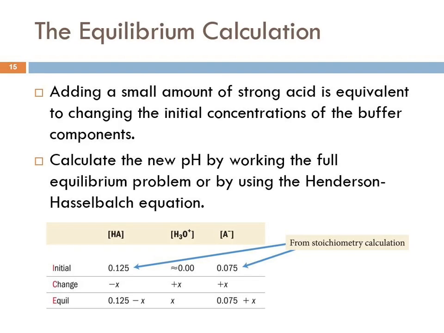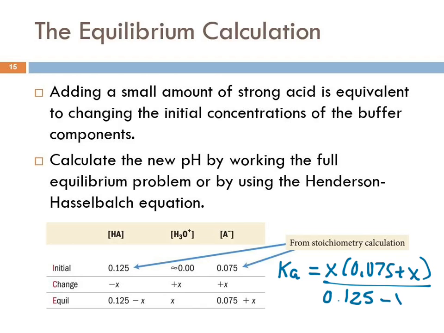So you could use Henderson-Hasselbalch, or you could do the equilibrium thing. The equilibrium thing would look like this. You'd have the x times the 0.075 plus x and divided by the 0.125 minus x. And then you could assess whether x is small, and you could simplify. We weren't given the Ka, and so we can't really follow through on this. We're just looking at the process. Oh, man, we can't get a number. We'll get a number on the next one. Any questions about this, the concept of what we're doing?